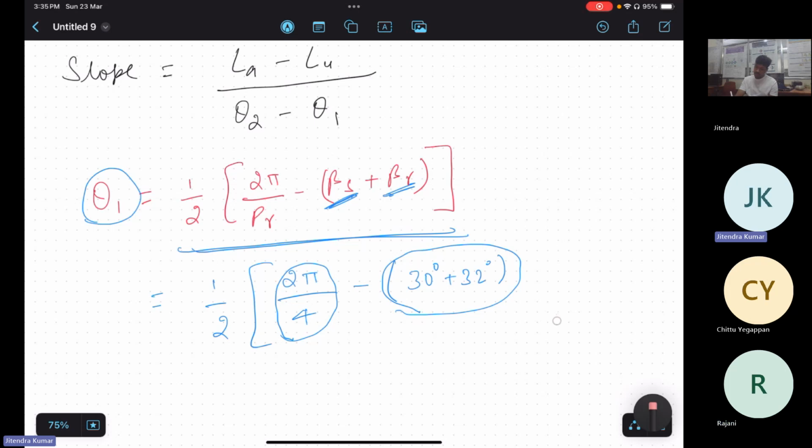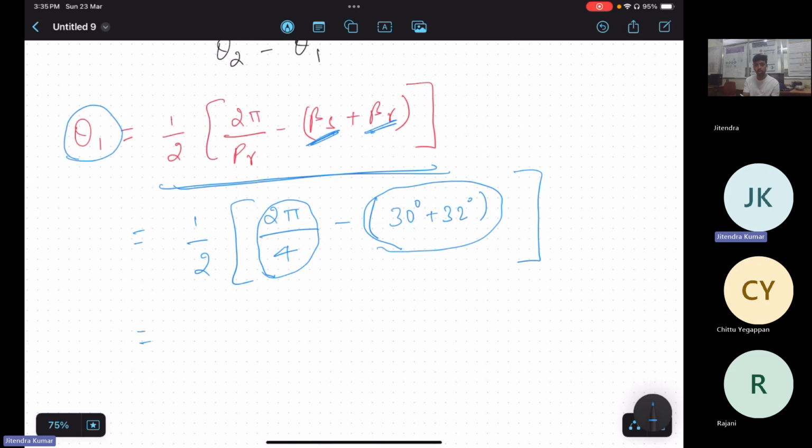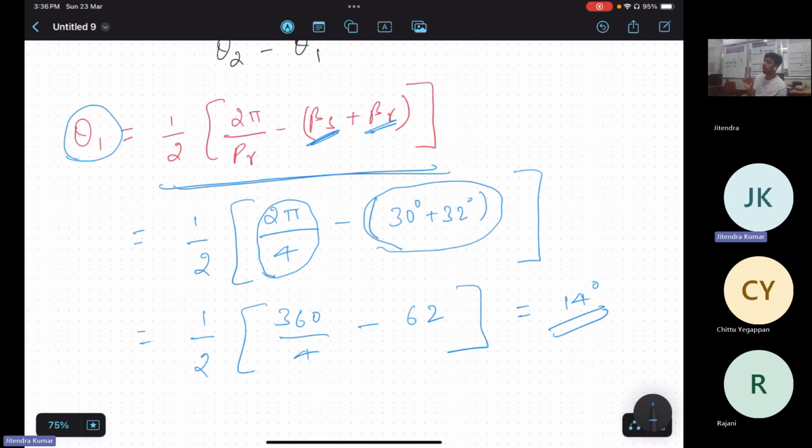To simplify, if you want to calculate in degrees, you can do it like this: 360/4 is 90, minus 30 plus 32, so 62. So 90 minus 62 is 28, divided by 2, so 14 degrees. So 14 degrees is the span of the unaligned position, and for this span you will get the minimum inductance.